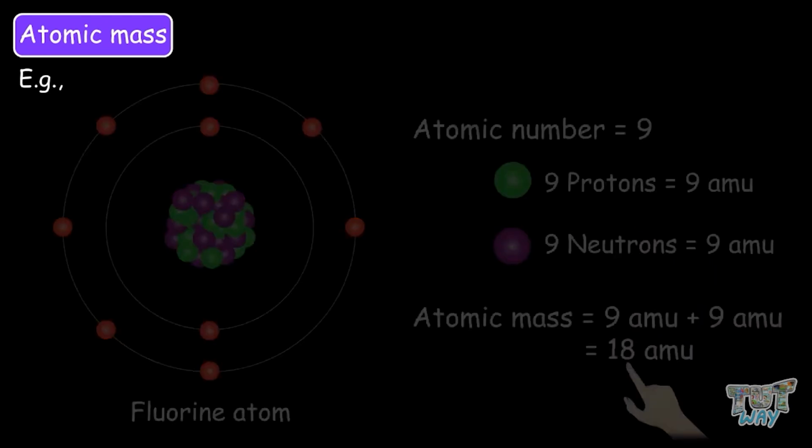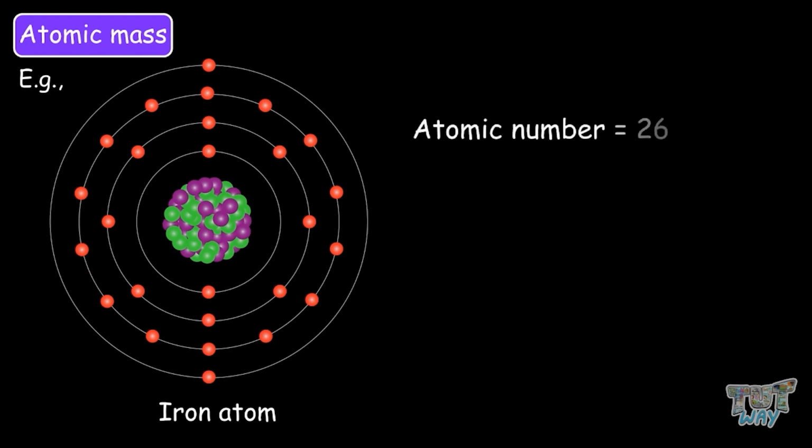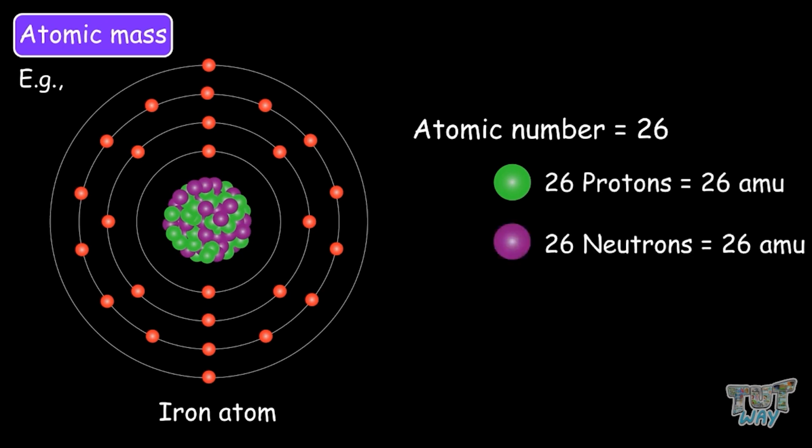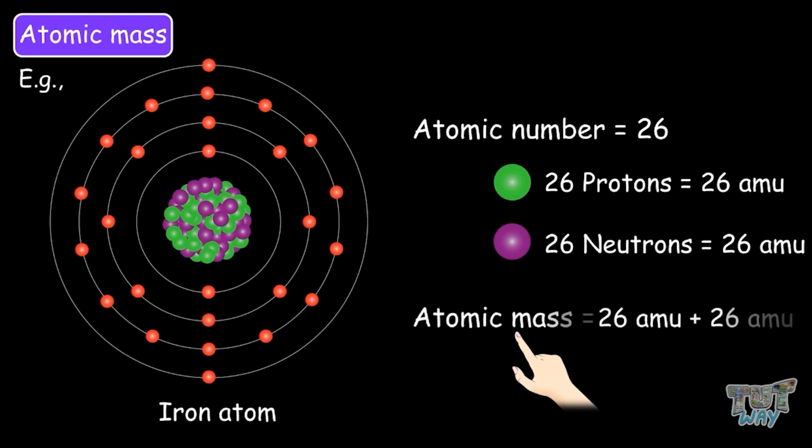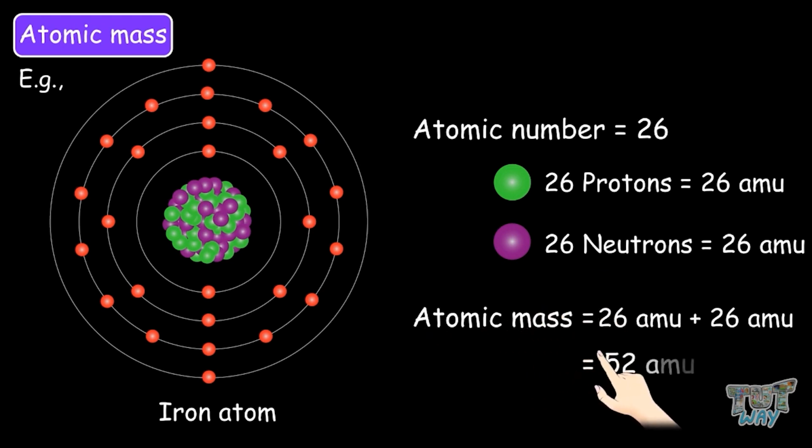Another example, iron. The atomic number of iron is 26. This means it has 26 protons and 26 neutrons, and we learned the atomic weight of an atom is the sum of the weight of protons and neutrons. And the weight of protons is 26 AMU and the weight of neutrons is 26 AMU. So the atomic weight of iron is 52 AMU.